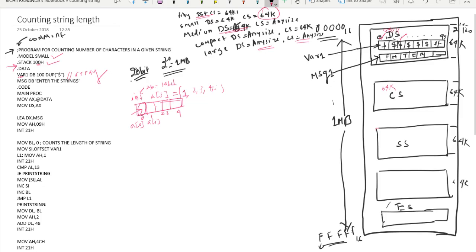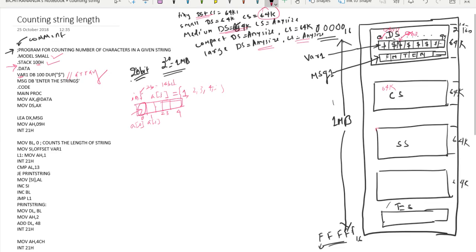So db means 8 bit. Every element is 8-bit size, a defined byte. And DUP 100 means the number of elements is 100, and DUP with dollar means the initial value is dollar. If you do not mention anything, it may hold some garbage value. Since you mentioned dollar here, the initial value is dollar.